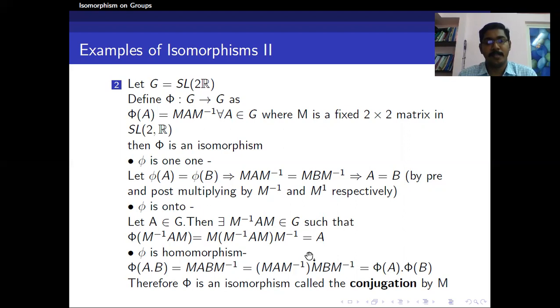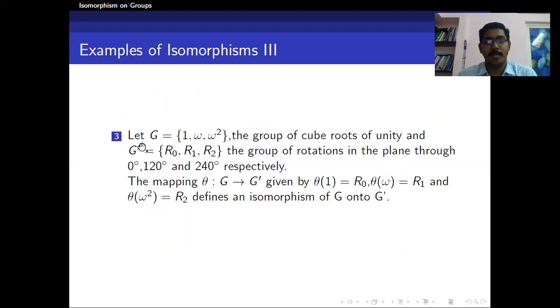Okay. Next example of isomorphism. Now let G is equal to 1 comma omega comma omega square. So we know that 1, omega, omega square is what? The cube root of unity. Omega cube is equal to 1. So G is the group of cube root of unities, and G dash is the group of rotation in a plane through 0 degree, 120 degree, and 240 degree. So the rotation by 0 degree is called R0, the rotation by 120 degree is R1, and similarly the rotation by 240 degrees R2.